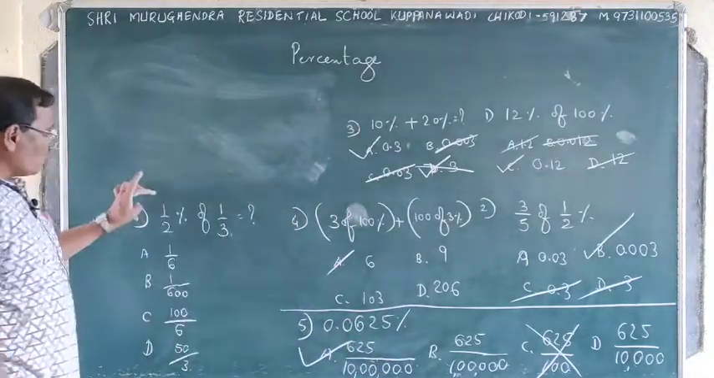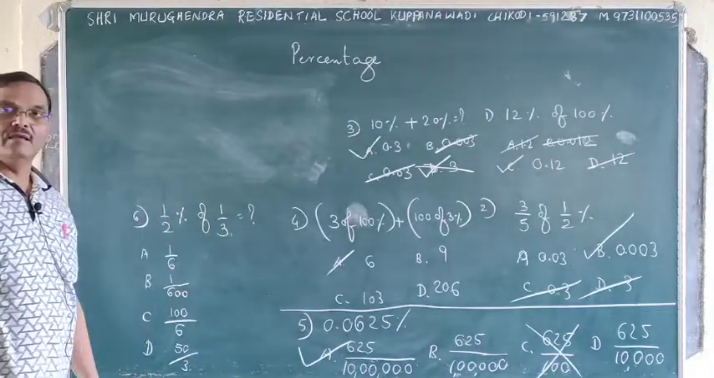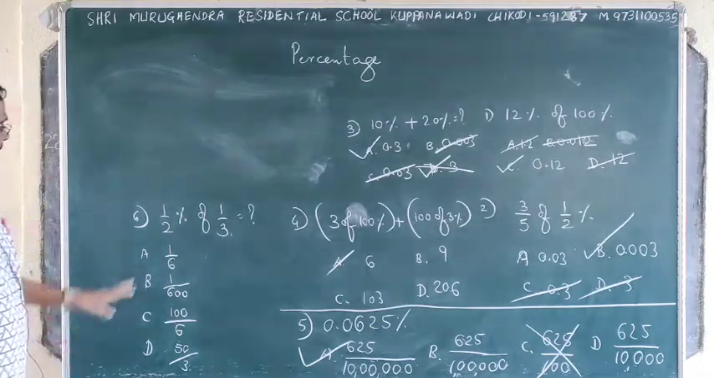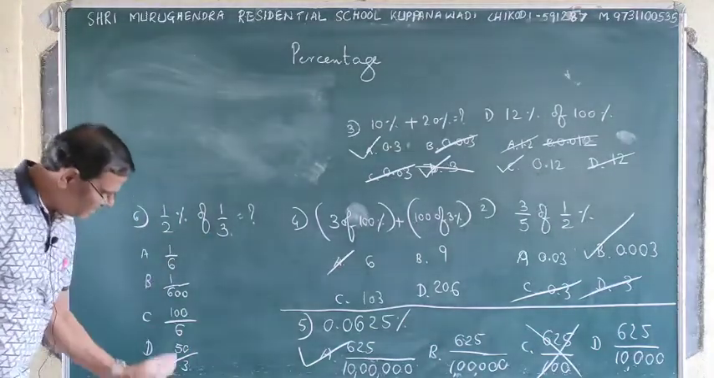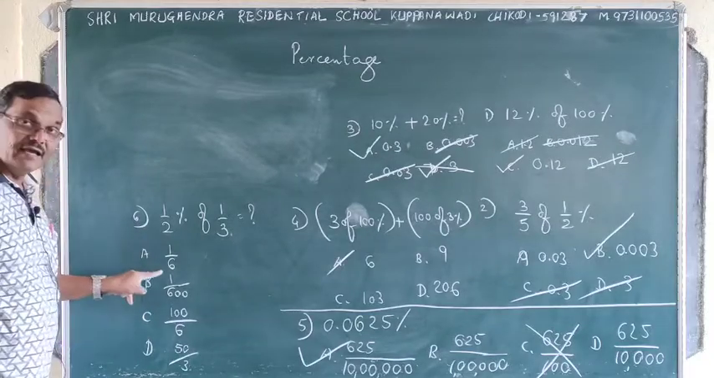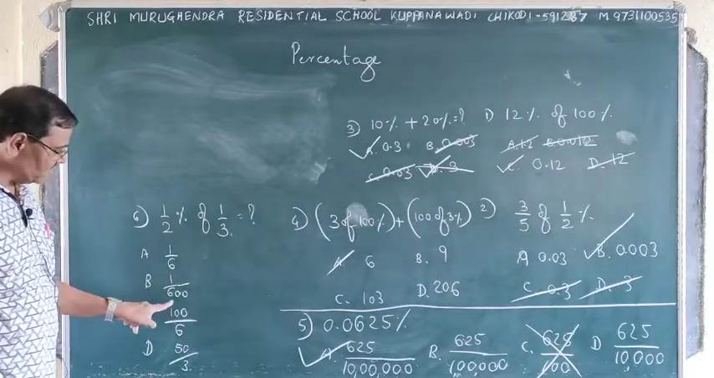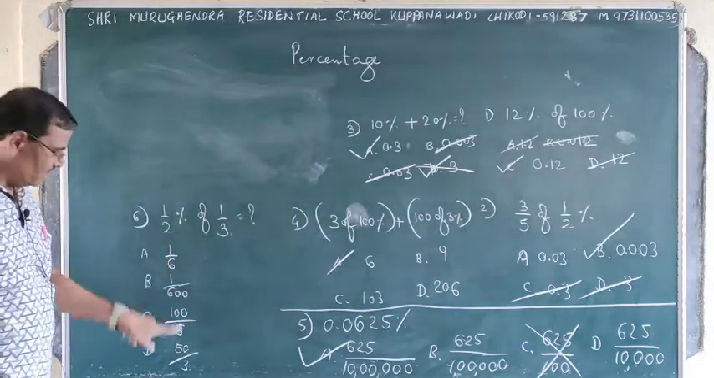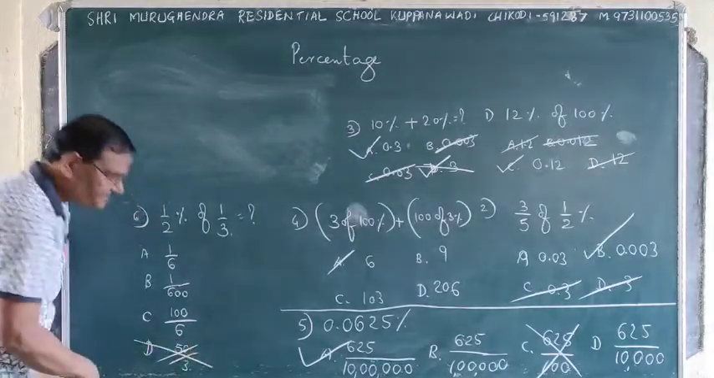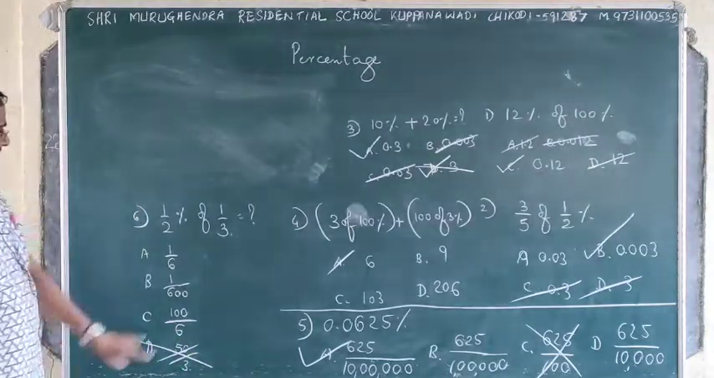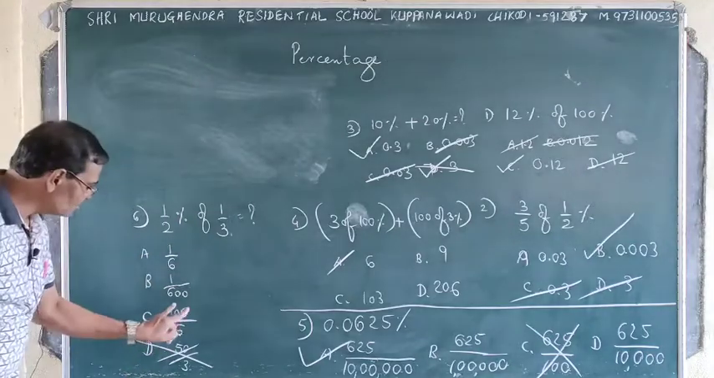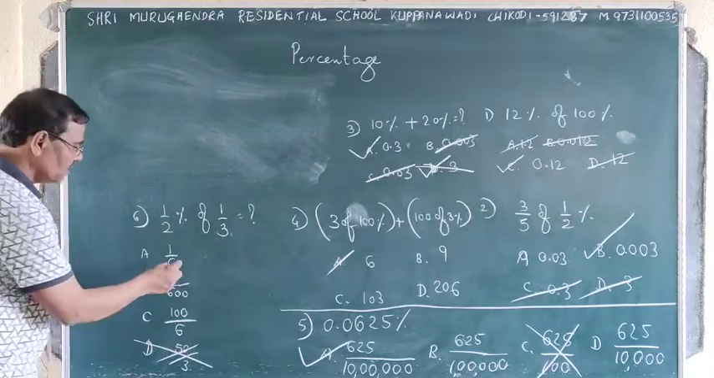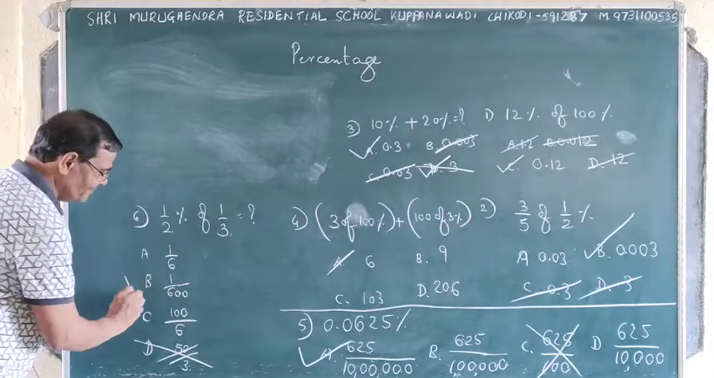Okay. 1 by 2% of 1 by 3. The answers are in fractions. 3 2s are 6. 6 will come. No problem. Here the denominator should be 6, whereas here it is 6, 6, 6. 3 is gone. Our answer is not there. And because of percentage, 2 zeros. Here no zeros, here no zeros. B is our answer.